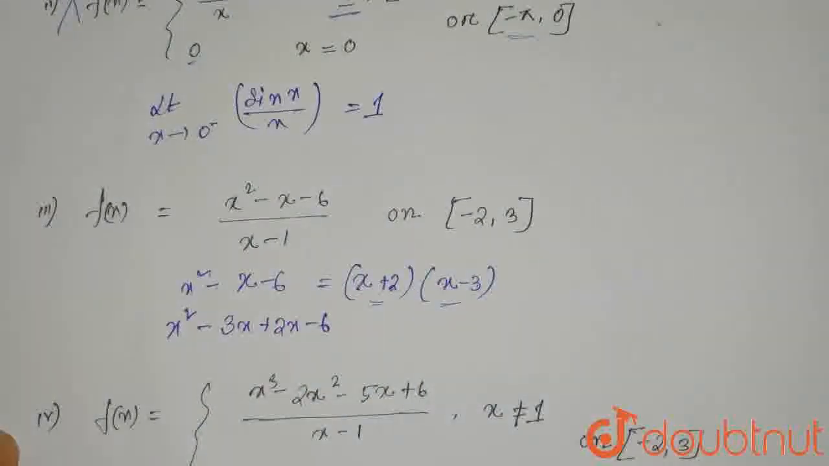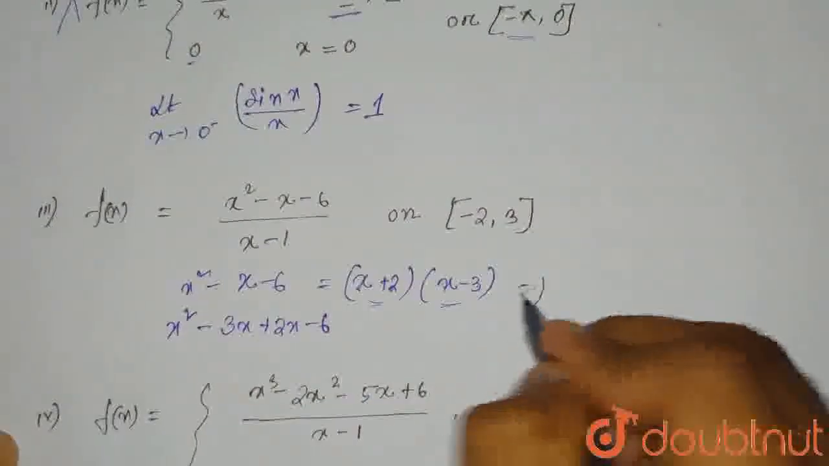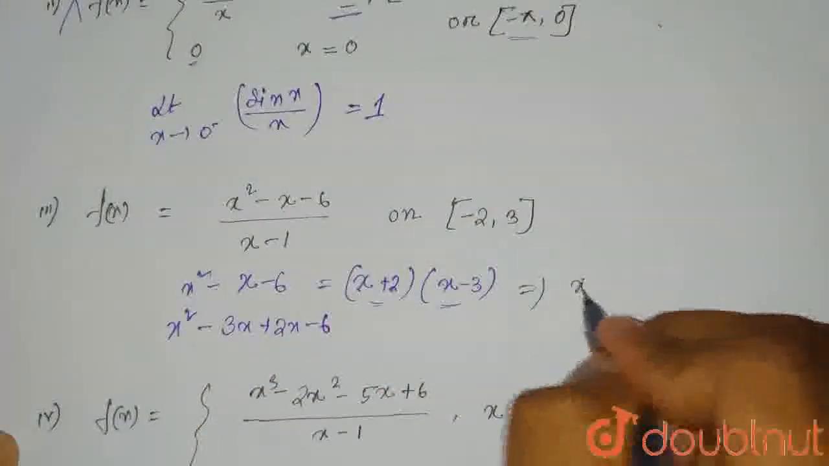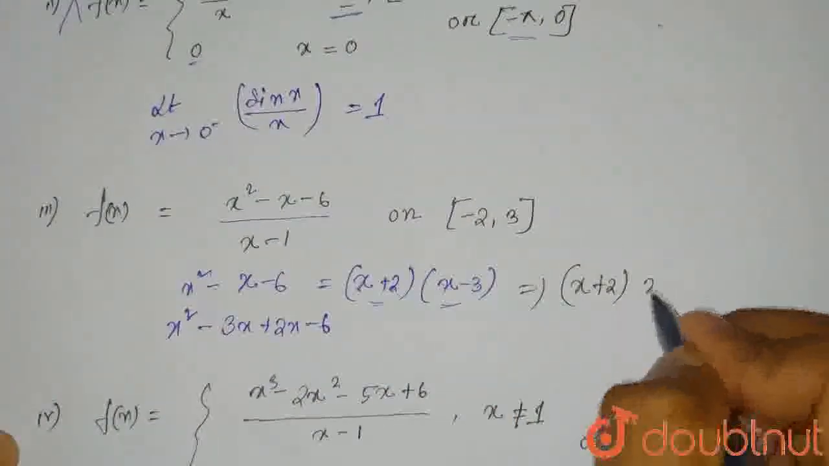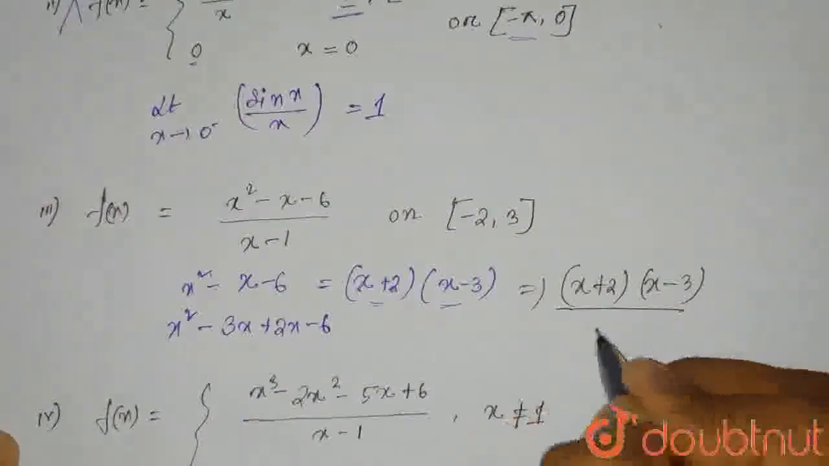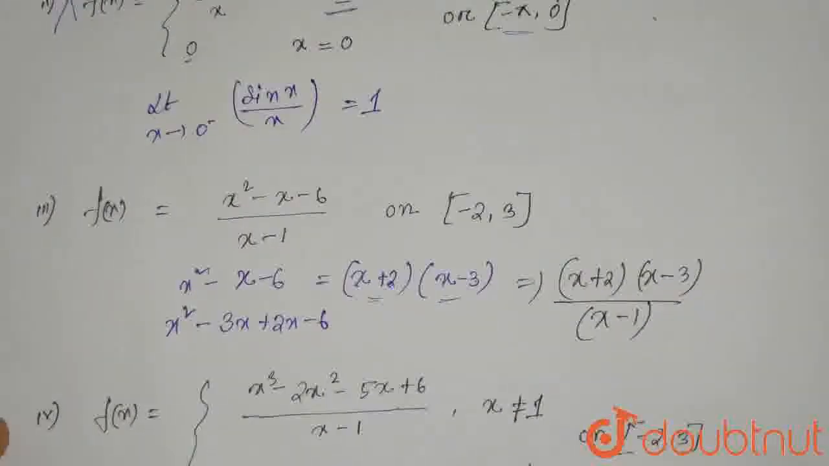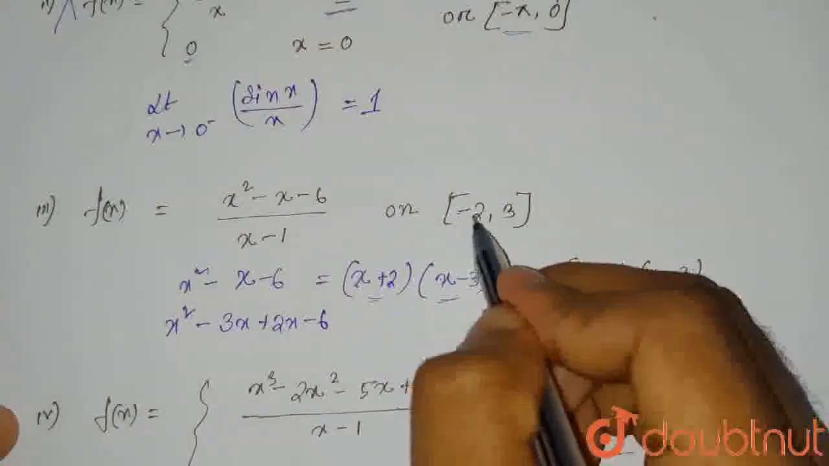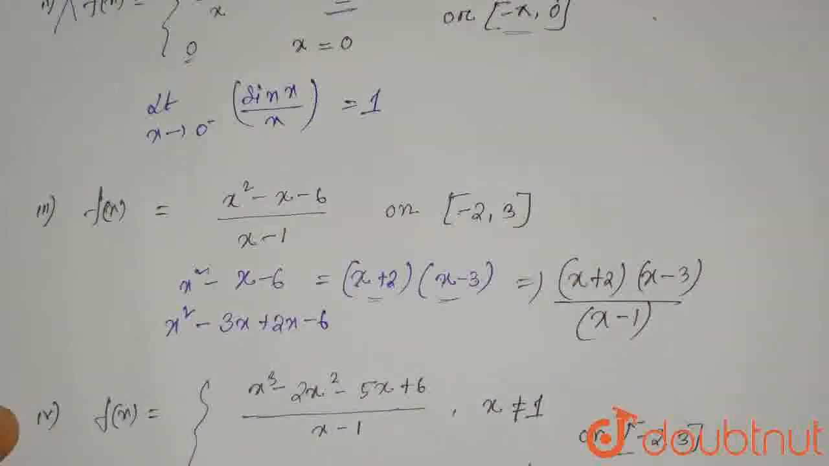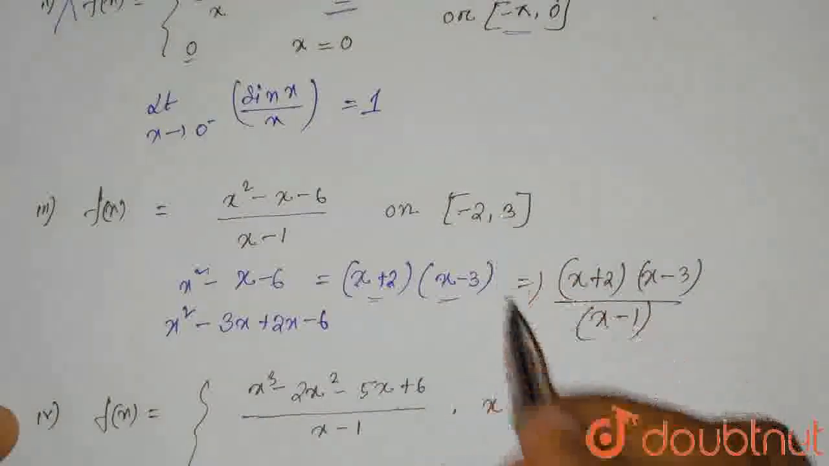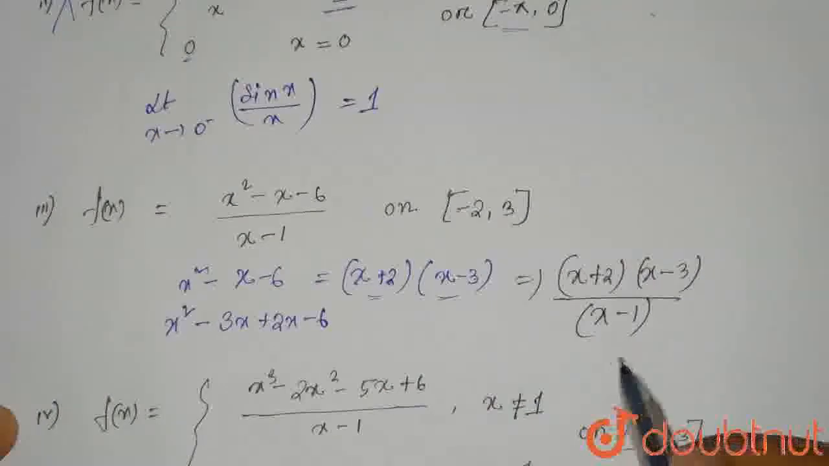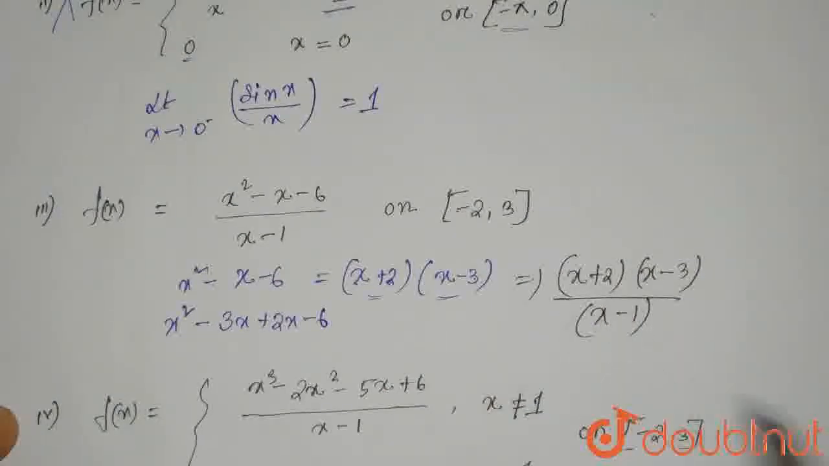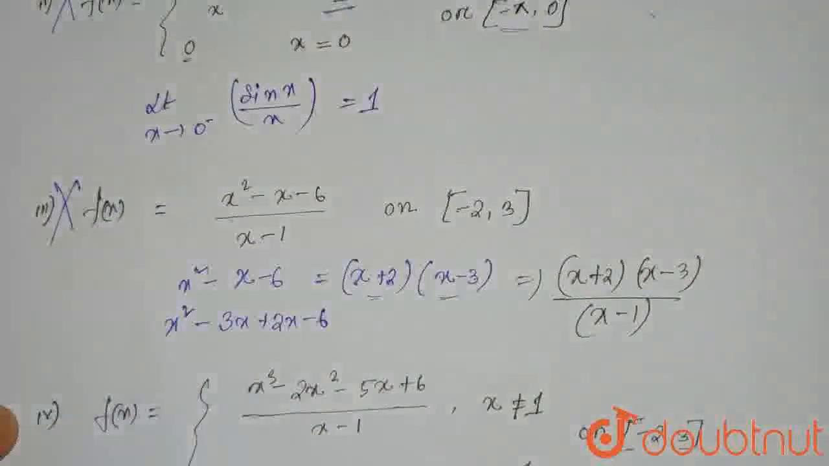So the function becomes what? Ultimately the function will be equal to x plus 2 multiplied by x minus 3 divided by x minus 1. Now the interval is given as from minus 2 to 3. So from minus 2 to 3 there is one point which is x equals 1, but at x equals 1 if we put the value, the function will not exist. As the function doesn't exist at x equals 1, it cannot be continuous. There will be a certain break.